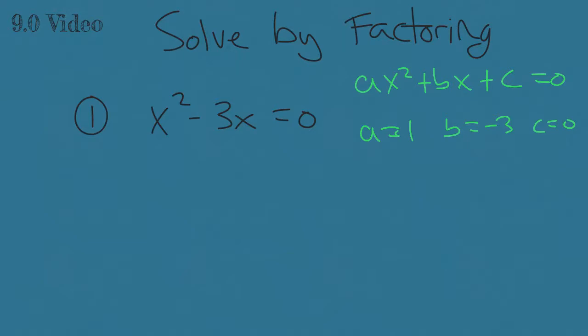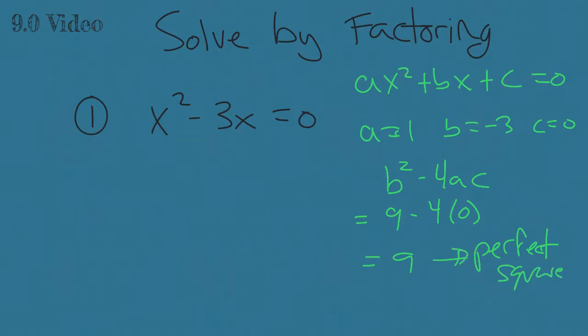So when we check the discriminant, like we talked about yesterday, we do b squared minus 4ac. b squared is 9 minus 4ac. Well, ac is going to be 0, so this is just going to be 9, right? In our notes yesterday, we talked about if it's a perfect square, okay, 9 is a perfect square, this will factor. This will factor.